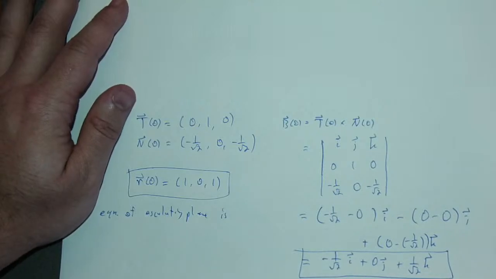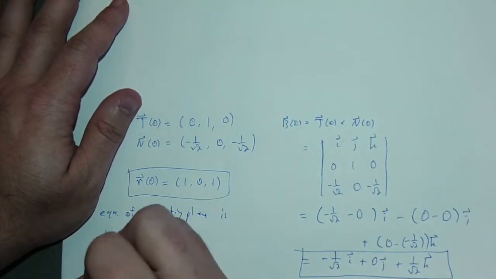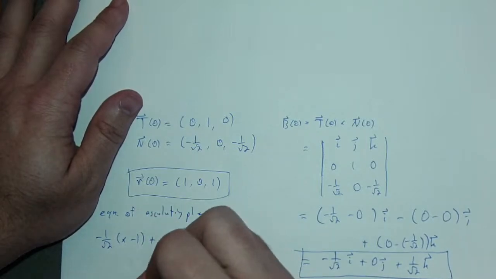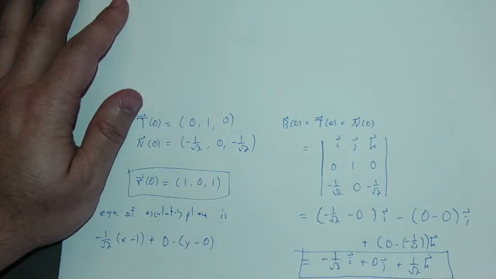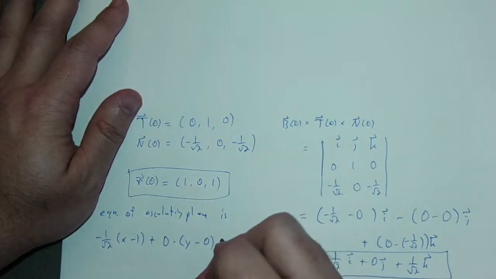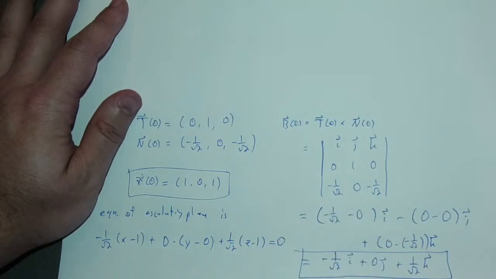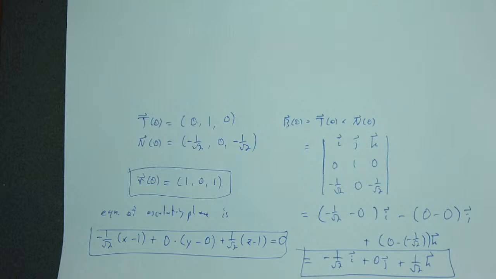So this is minus 1 over root 2 times x minus 1, plus 0 times y minus 0, plus 1 over root 2 times z minus 1, is equal to 0. Now you could simplify that a little bit, but there's no reason to. That's perfectly fine. So there's my equation for the osculating plane.